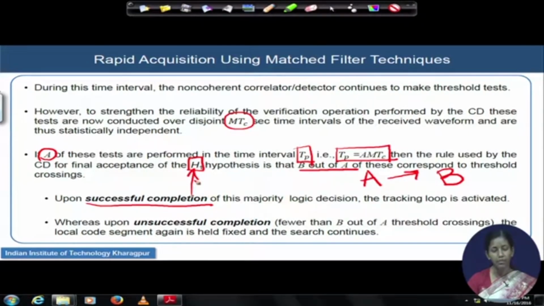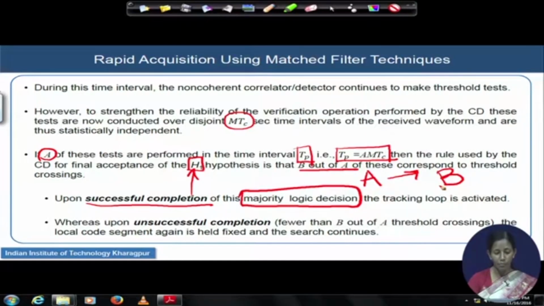So, that is the majority logic decision. For the majority of the times, which is predefined here as the number capital B, we have found that the output has crossed the threshold inside the CD, and then the CD has declared that it is logically a successful completion of getting a hit. So, in most cases synchronization will happen.